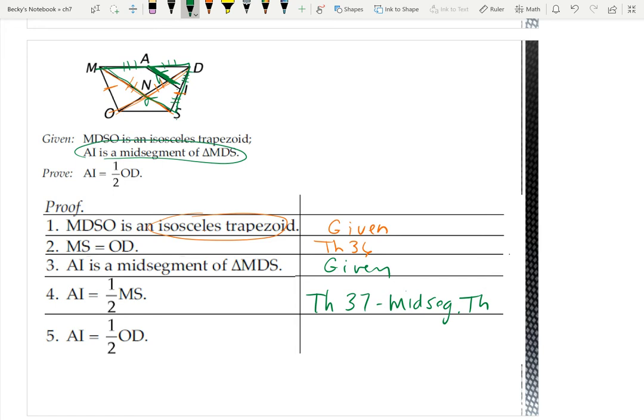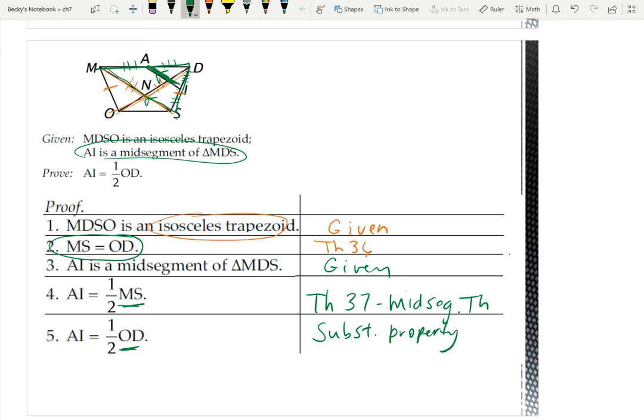Okay, now the last step. I noticed that step 4 and step 5 are almost the same thing. They're taking out MS and replacing it with OD. Now, if I look up in step 2, I see that MS is equal to OD, so I can swap them out. And so what do we use when we're going to swap it out? You got it, substitution property.